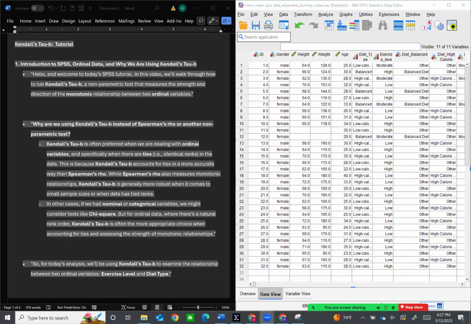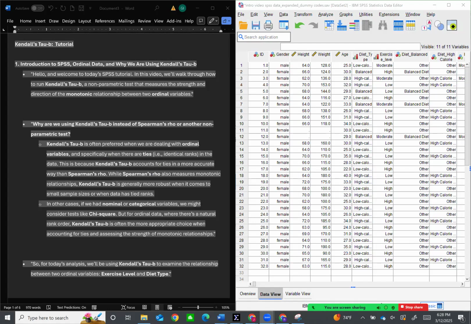Kendall's tau is better at dealing with ordinal variables, our categories, right? Low, moderate, high exercise levels, for example, but specifically when there's ties. So many participants might have fallen into the high exercise category, so they tied. Kendall's tau accounts for these ties in a better way than Spearman's rho, a more appropriate way.